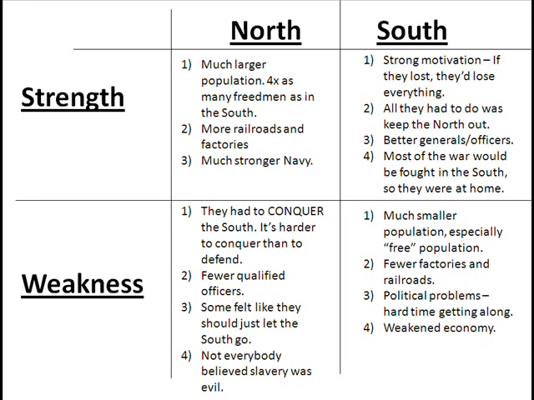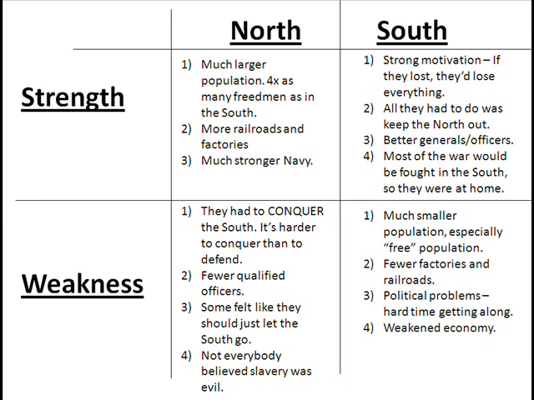Some of the strengths of the South. The South has a very strong motivation. If they lose, they end up losing everything. They were viewed as rebels and traitors, and they weren't really sure how they would be treated if they lost the war. They were able to just play defense a little bit. In fact, Jefferson Davis says that they're not interested in conquering anything. All the South really wants to do is just be left alone. So it's easy for them to just kind of lay back and wait on the North to come to them.